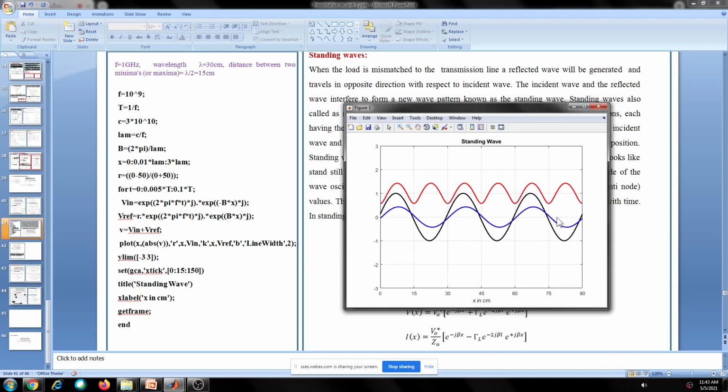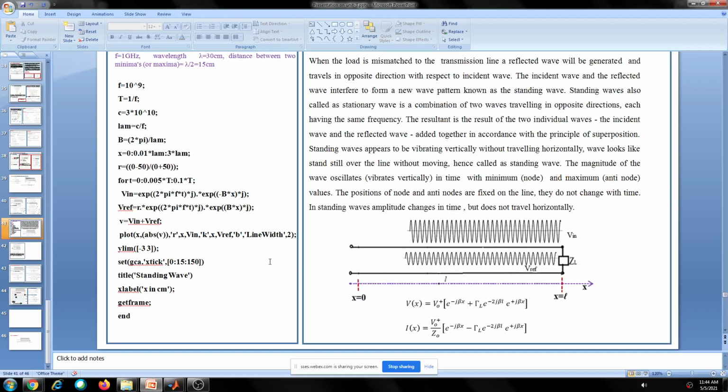As you move towards the source, the maximum voltage and minimum voltage repeat every lambda by 2 distance. It takes a maximum value, reaches a minimum, and again takes a maximum. From here to here it is lambda by 2. That's why it is called a standing wave. We do not see these moving waves at all, we just observe this on the transmission line.